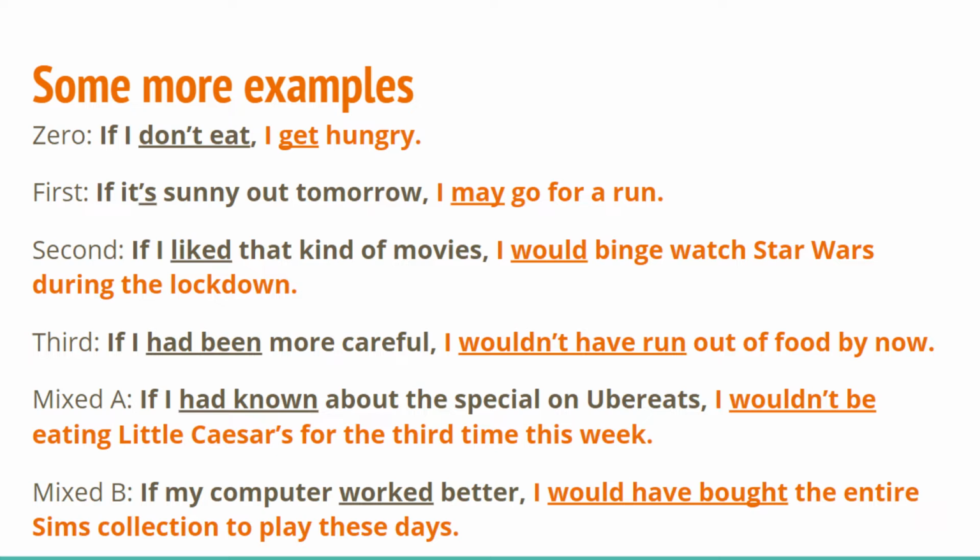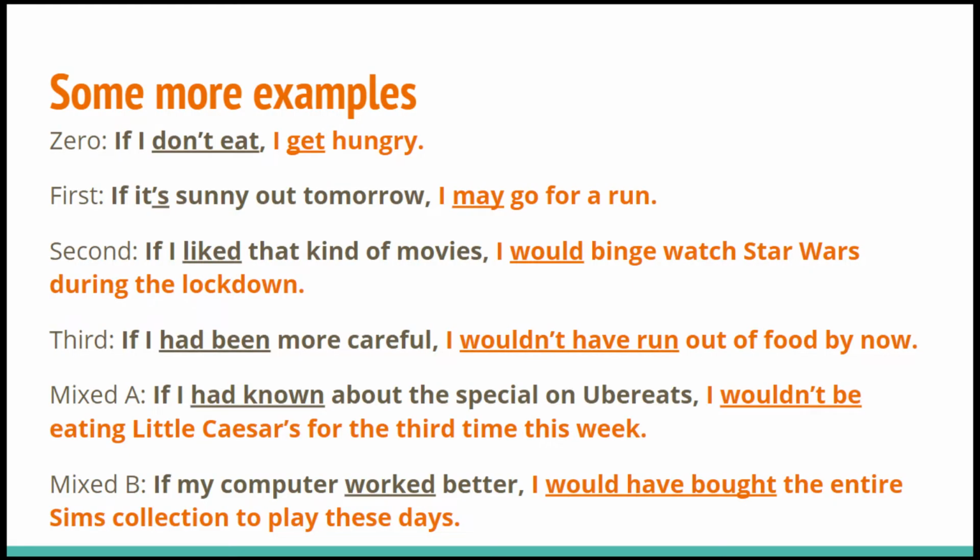In the third conditional, if I had been more careful, I wouldn't have run out of food by now. Which again, hypothetical. But if I had been more careful, past perfect, I wouldn't have run out of food by now. Present perfect. We have the two mixed. What I'm going to call mixed A is the third plus second. So mixed conditional A. If I had known about this special on Uber Eats, I wouldn't be eating Little Caesars for the third time this week.